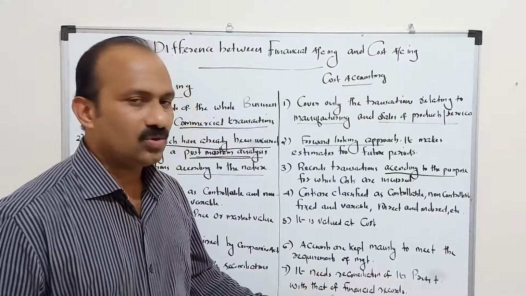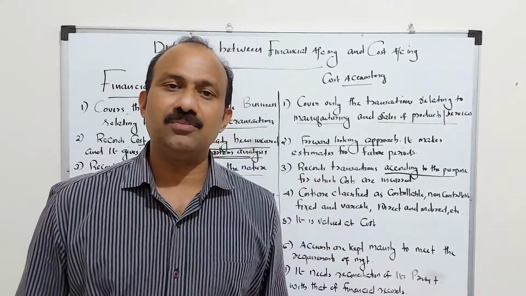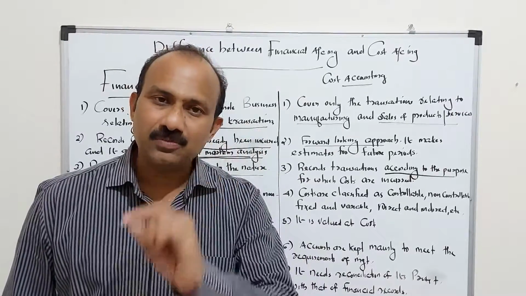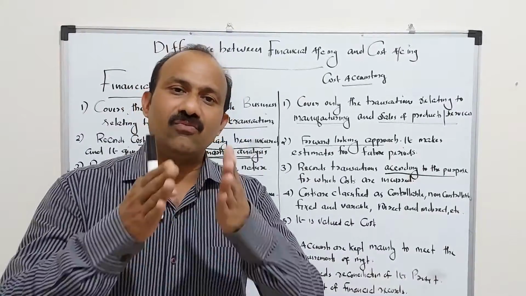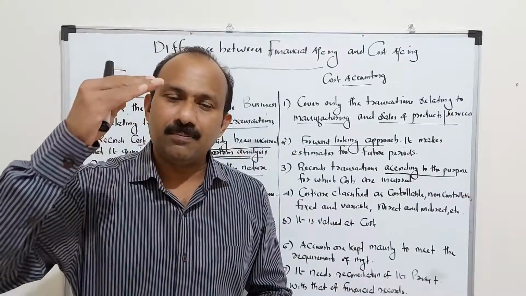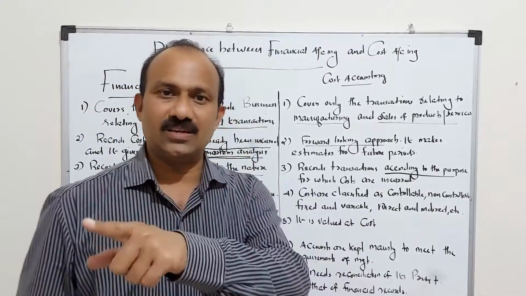But in cost accounting, the reconciliation of the profit is very important. That means you have to prepare the cost accounting profit and you have to prepare the financial accounting profit. Why do the differences happen? So these are the main important differences between cost accounting and financial accounting.